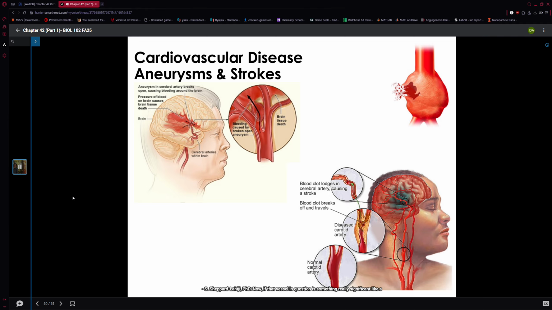Now, if that vessel in question is something really significant like a cerebral artery, then the aneurysm event of the cerebral artery can cause bleeding around the brain. And from that brain bleed, there can be pressure that leads to death of that tissue. And that can result in a hemorrhage-based stroke.